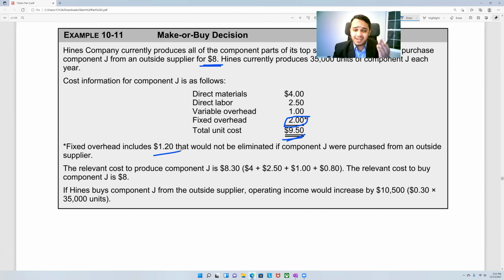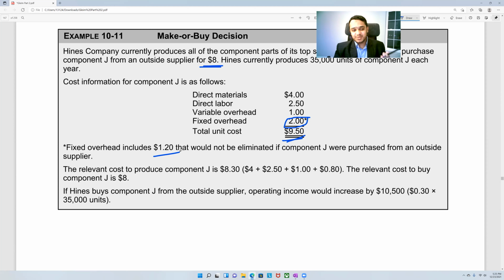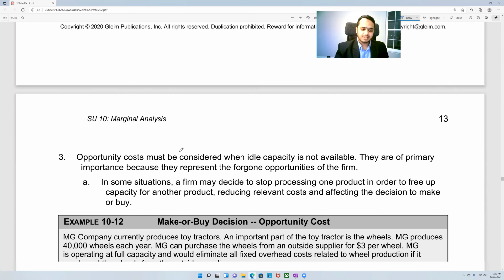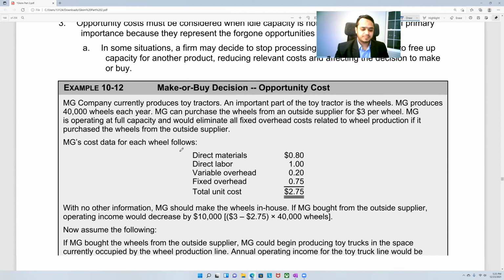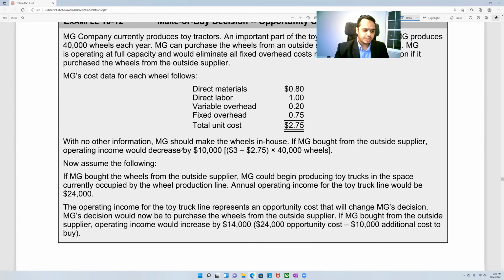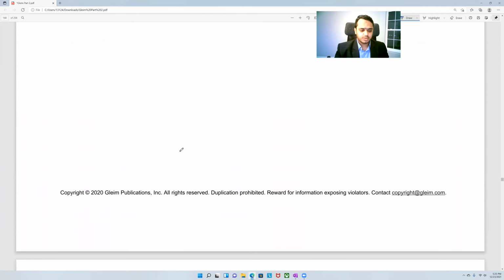Now, this is a straightforward question. That's why I'm telling you, don't expect these types of questions in the examination. If you get this type of question in the exam, you are going to be lucky, but expect and prepare for more. Then make or buy, opportunity cost, also we'll be doing in the MCQ session.